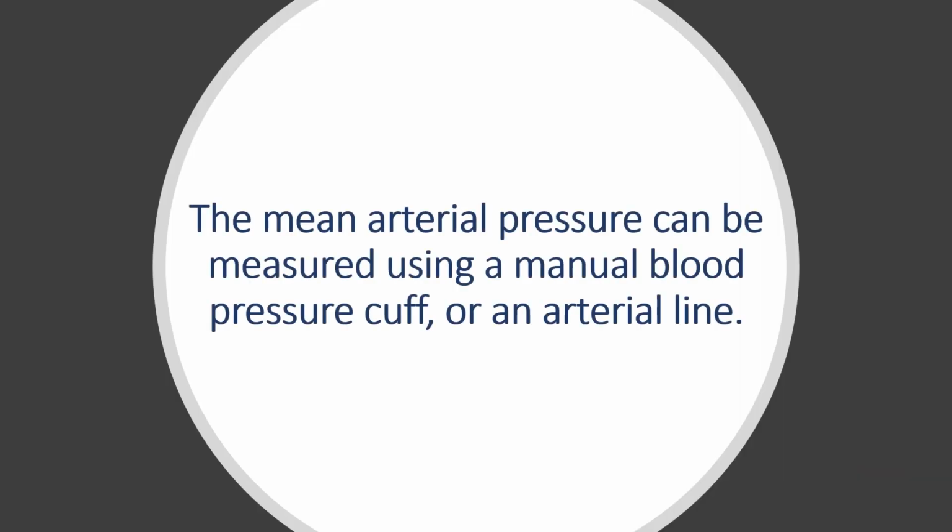So the mean pressure can be measured using two ways. Either you do it via the manual blood pressure cuff or via an arterial line. The arterial line is preferred because it's going to give you a continuous measurement, but if you don't have this facility or to buy time while you're preparing for your arterial line set, you can use the manual blood pressure cuff to do it. And here is how to do it.